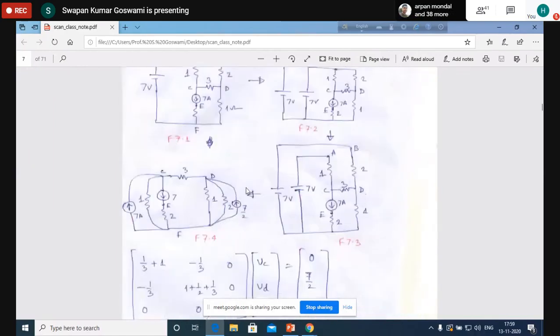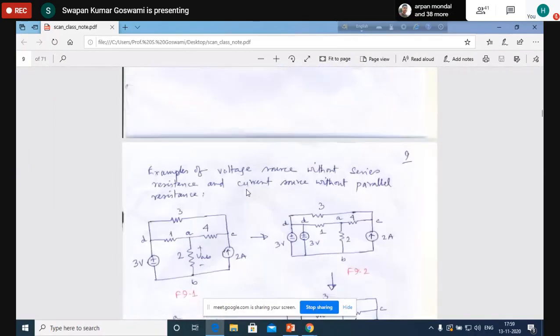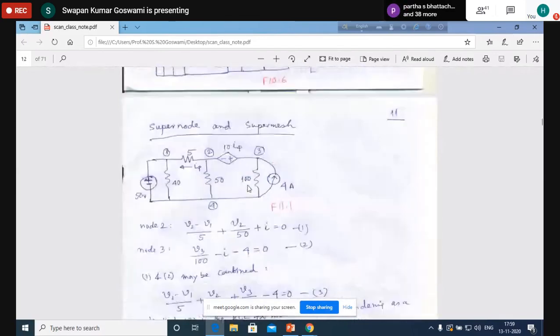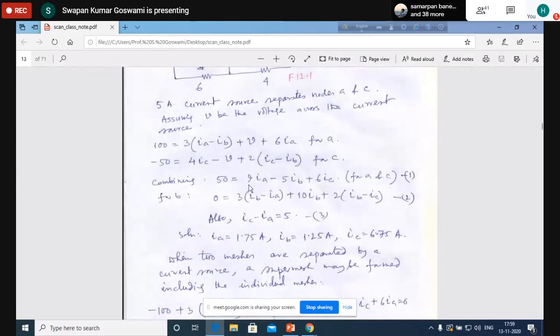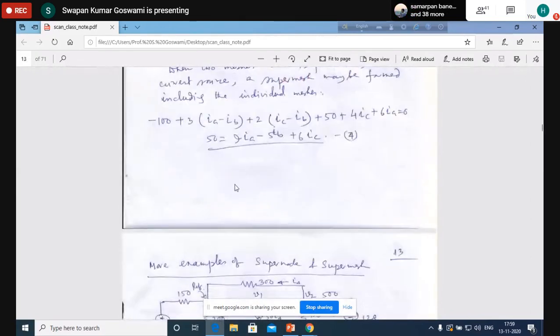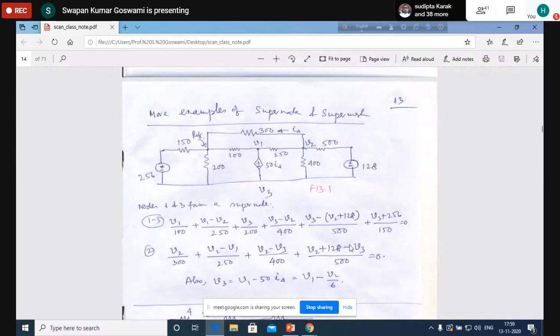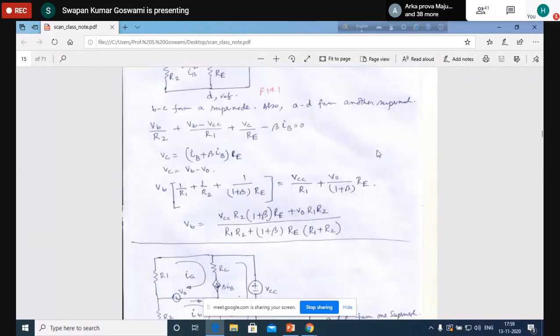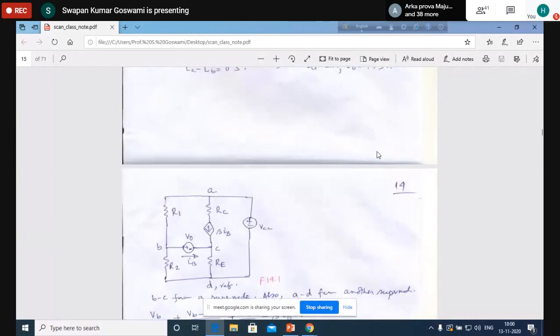Up to page 12, I have discussed. Next day, I shall discuss page 13 and 14. If you go through these pages, then very rapidly I shall be able to complete those two pages, because you have already seen them. But if you face any problem in understanding, obviously I shall discuss it in the next class. So everybody should go through page 13 and 14, where more examples of super node and super mesh are given. All right.